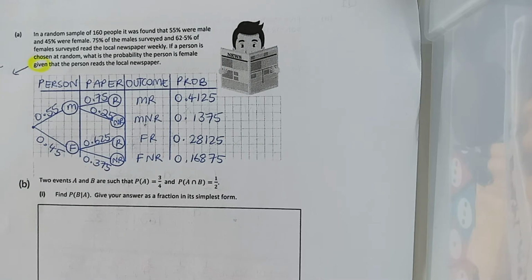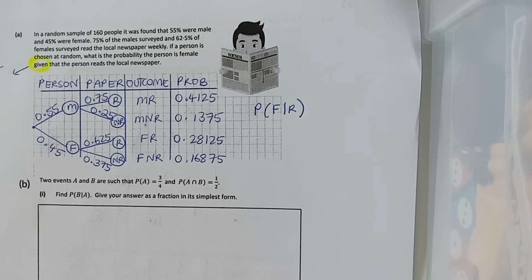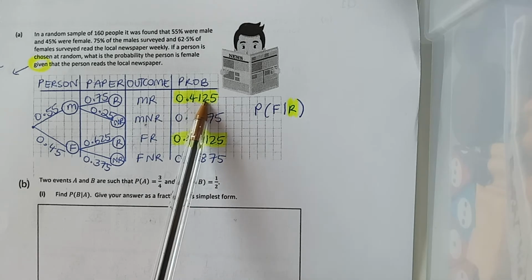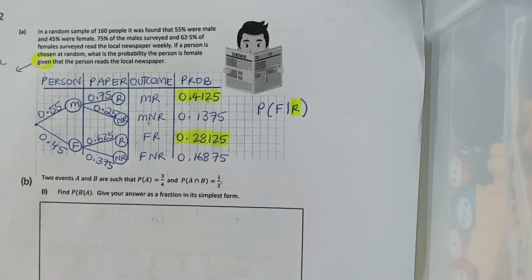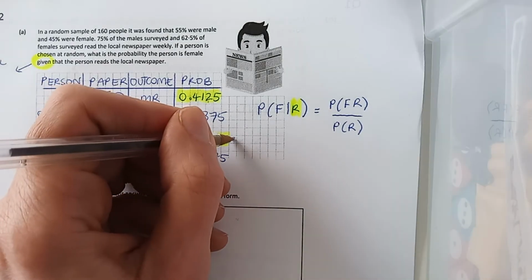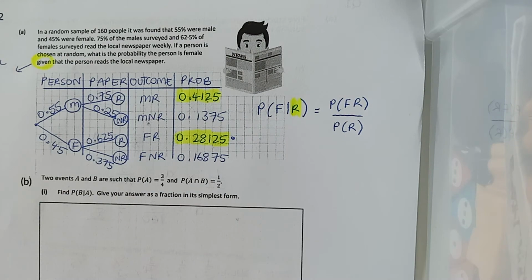They want to know the probability the person is female given they read the paper. So what I'm going to do is first of all spotlight the people that read the paper. So I've highlighted all the outcomes where people are reading the paper. So it's this gang here that happen to be male as well, and this gang here that happen to be female. And then within that group, I'm going to focus in on the ones that are female. So that is this figure here, 0.28125, and that's going to go on top. And on the bottom, I'm going to sum up my 2 spotlighted areas.